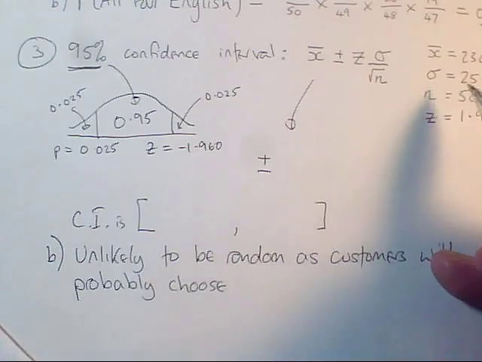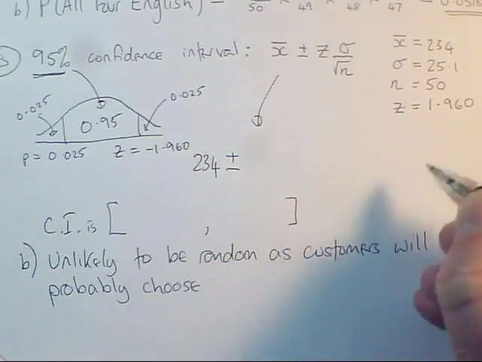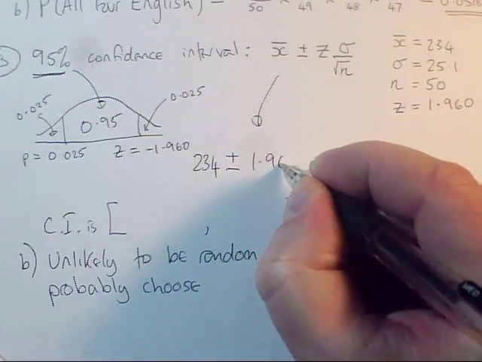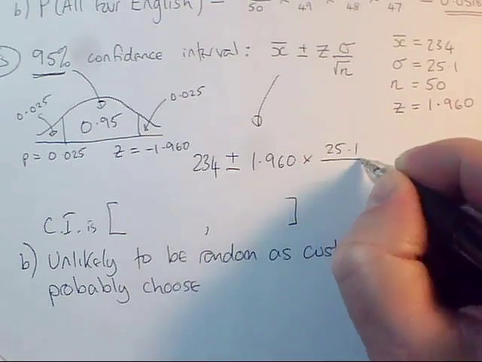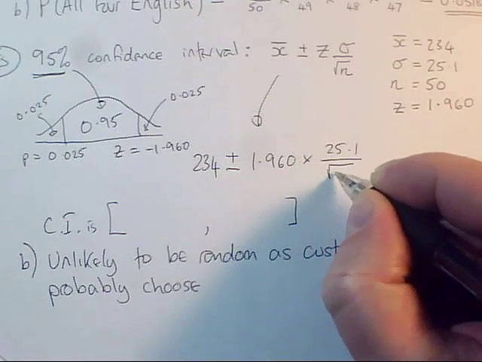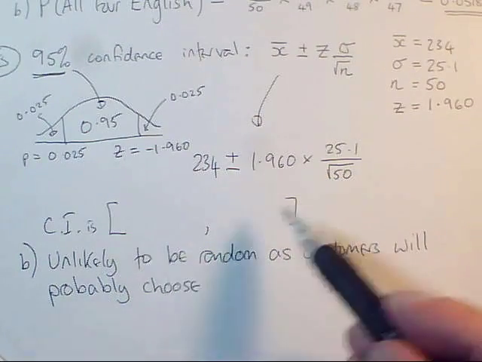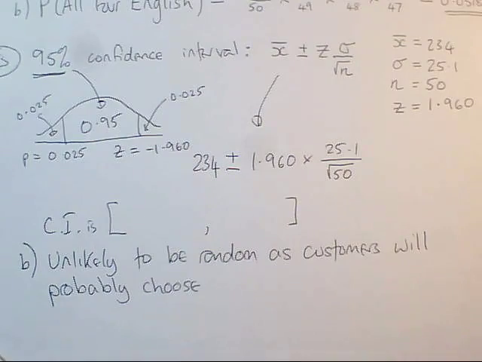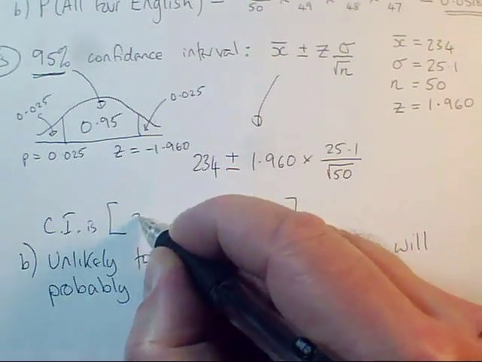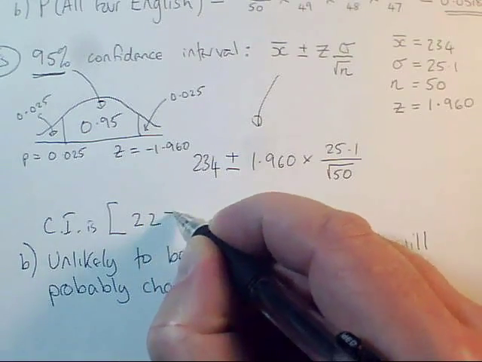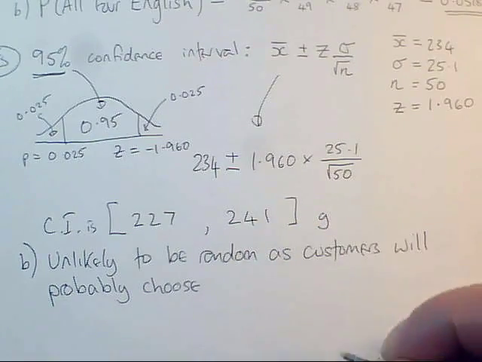So the X bar was the 234, so it's going to be 234 plus or minus the 1.960 times the sigma 25.1 over root n, so that's over the square root of 50. Okay, and my confidence interval is therefore, I've just got to do these values on the calculator, and it turns out that to three significant figures I get 227 and I get 241. And I should say this is grams.